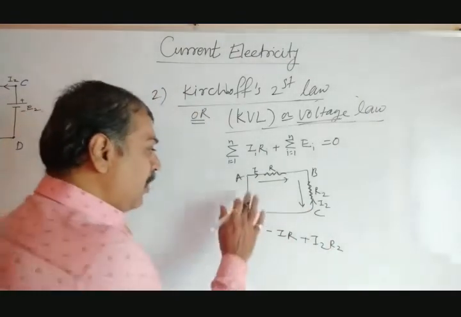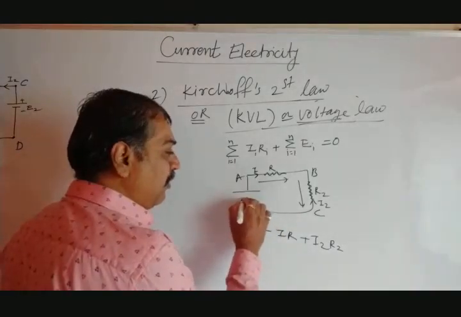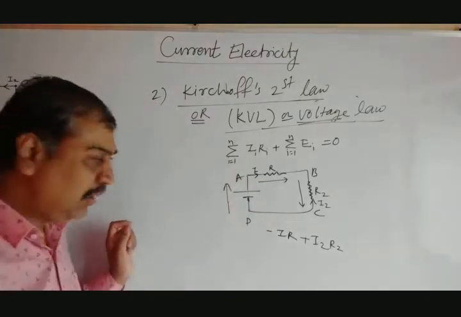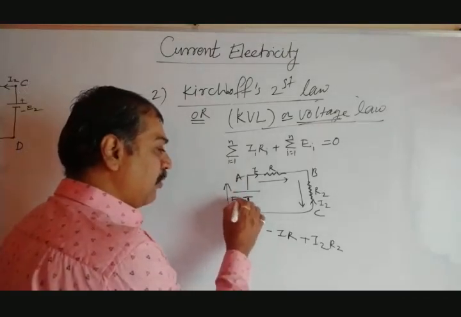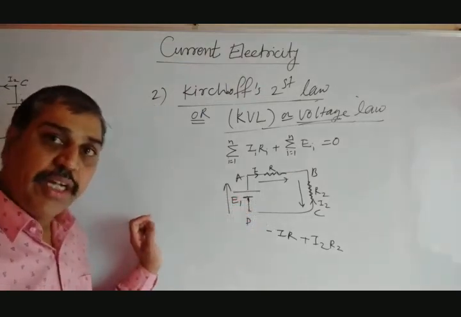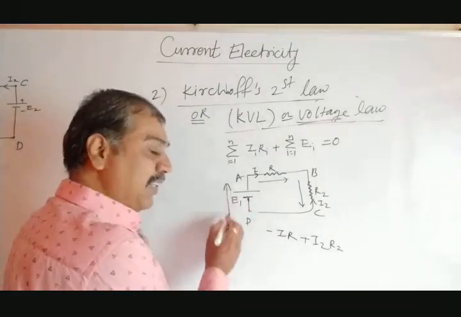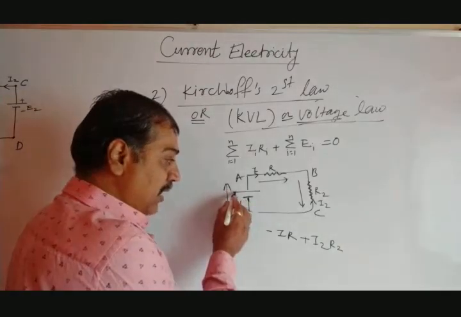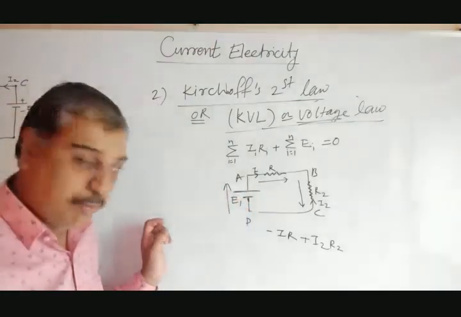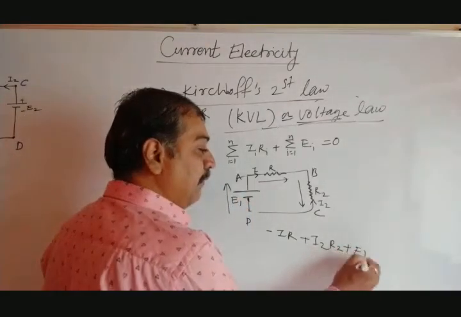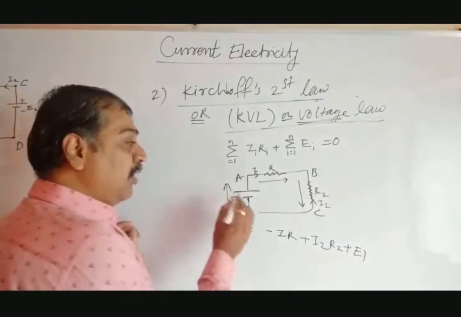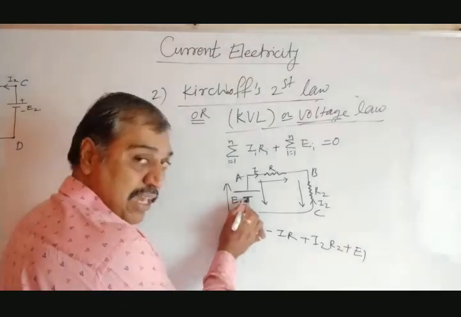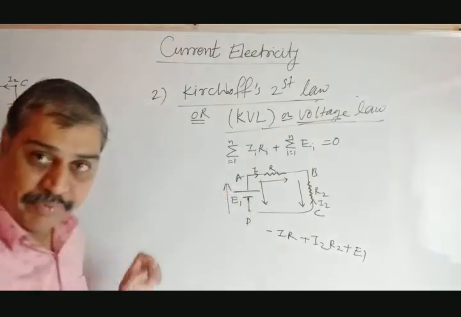What about EMF? If we are tracing the loop like this, suppose this plate is positive and this is negative, we are going from down to up, D to A, and this is EMF E1, suppose. Whether it is positive or negative is decided like this: if the direction of tracing the loop is from bottom to up, starting at negative and ending at positive, then this EMF is taken as positive. So you write plus E1. Is that clear? If someone goes from A to D, ending at negative, then it becomes minus E1. Is that clear?